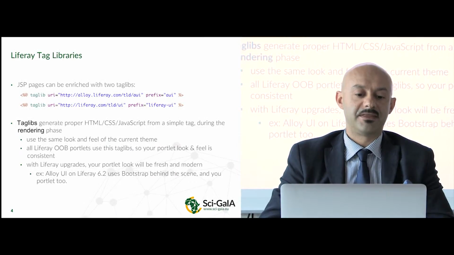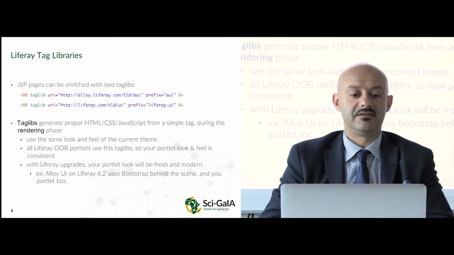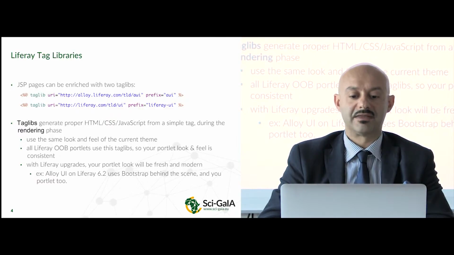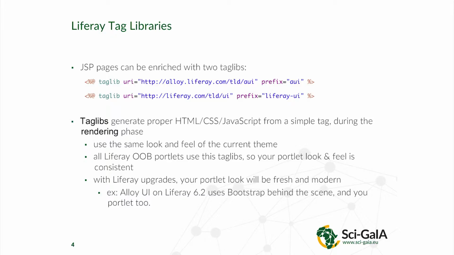The first of the two libraries is the Liferay tag libraries. You can enrich your JavaServer Page with two Liferay taglibs in particular, AUI and Liferay UI. What are the benefits of the taglibs? Taglibs generate for you HTML, CSS, JavaScript during the rendering phase of the portlet.